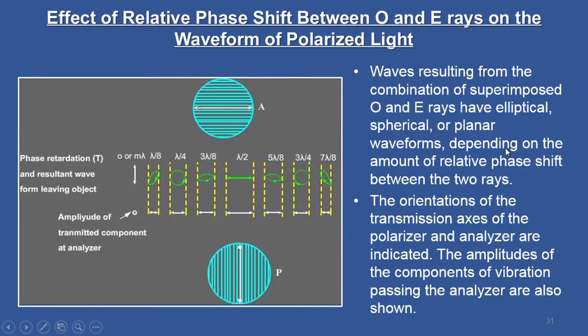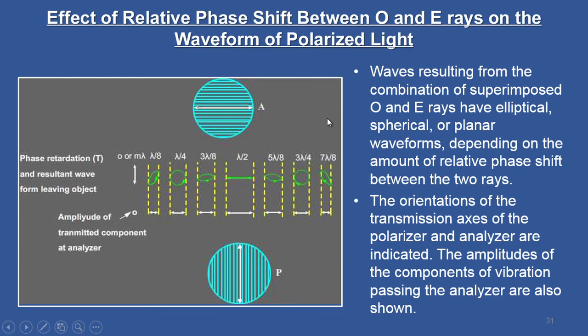And now we see the phase shift which I talked about between the E and O rays, how it is understood. The effect of relative phase shift between ordinary and extraordinary rays on a waveform of polarized light. Look at this, we have two polars, one is an analyzer and this is a polarizer.